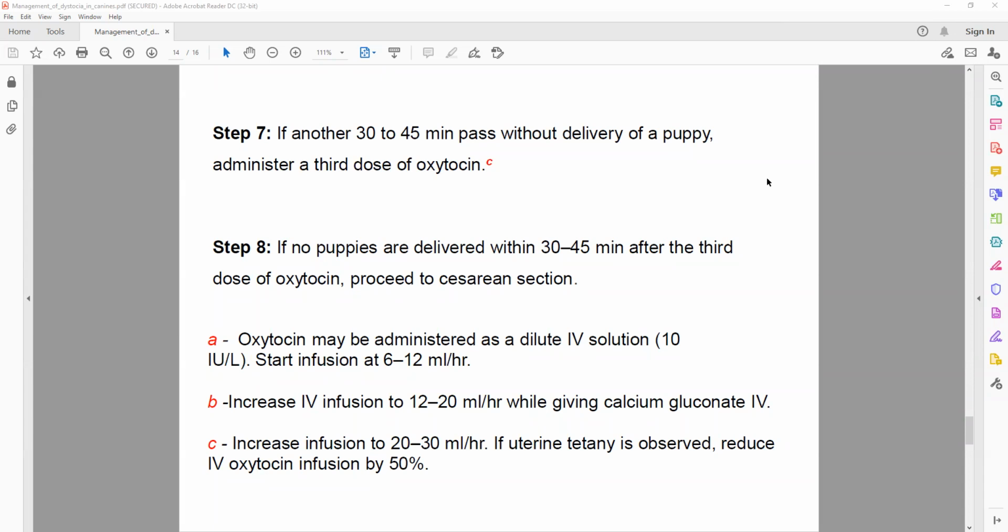So you are giving 2 or 3 doses, you can even give 4 doses. Okay, so you can give 4 doses at a period of 30 to 40 minutes each. And suppose you had given 20 IU in 4 or 5 shots. Now you cannot give more oxytocin.